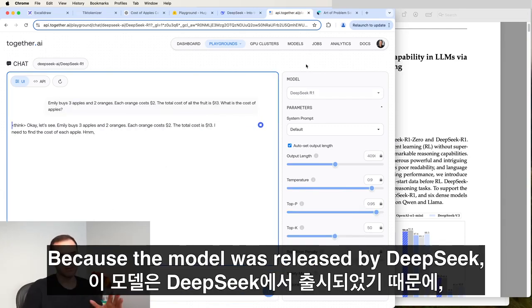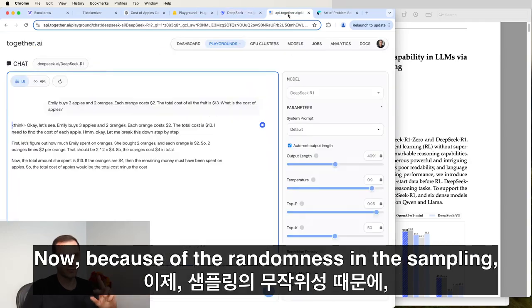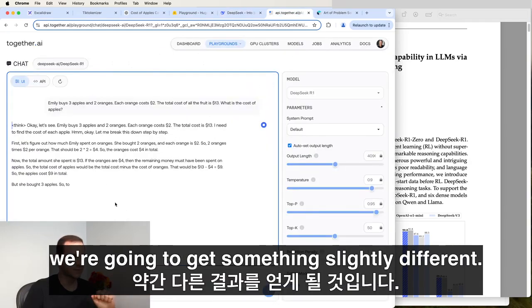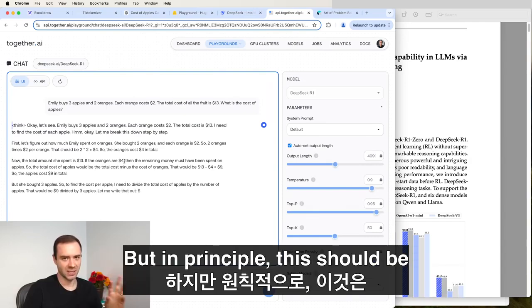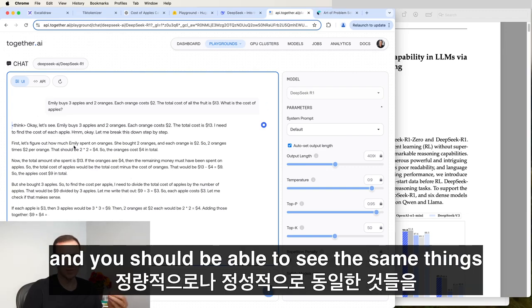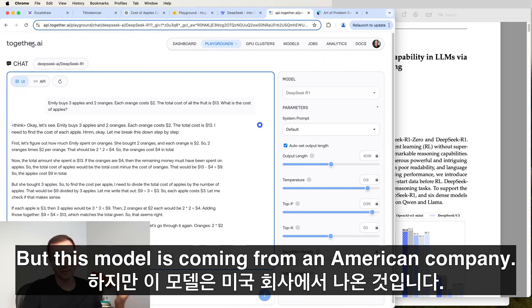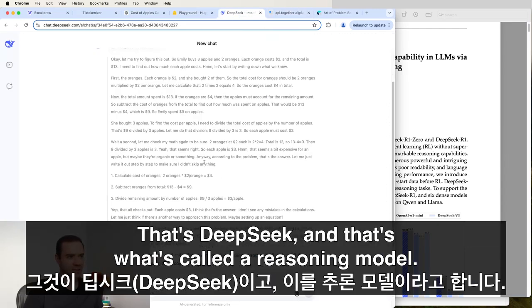And because the model was released by DeepSeek, what you're getting here should be basically equivalent to what you're getting here. Now, because of the randomness in the sampling, we're going to get something slightly different. But in principle, this should be identical in terms of the power of the model. And you should be able to see the same things quantitatively and qualitatively. But this model is coming from kind of an American company. So that's DeepSeek, and that's what's called a reasoning model.